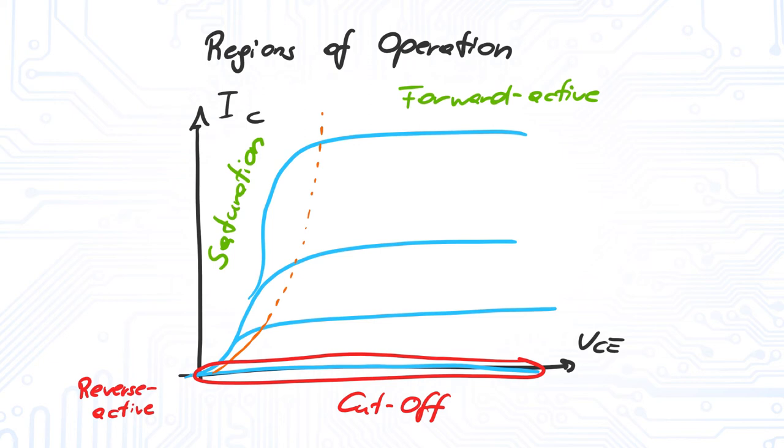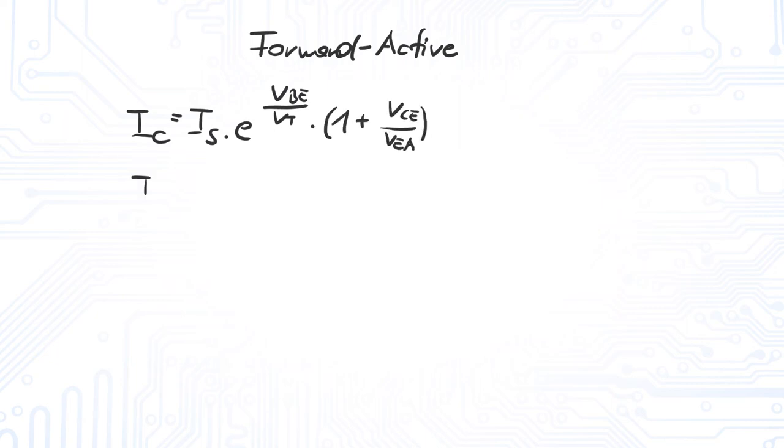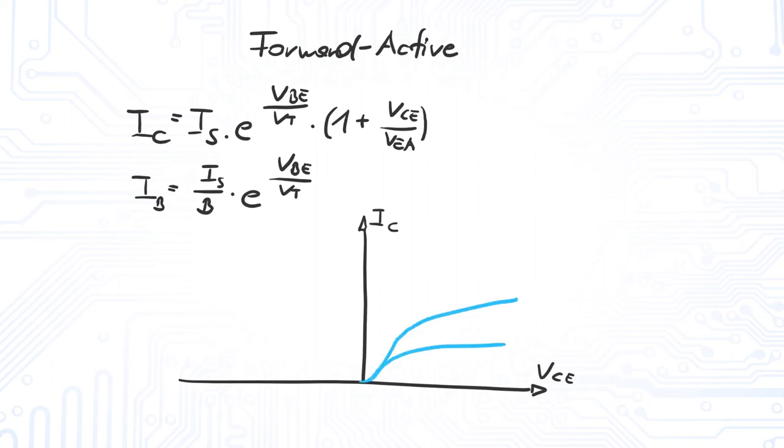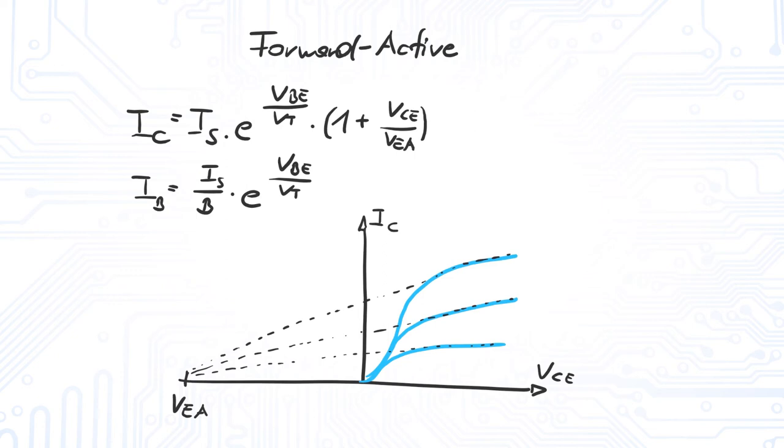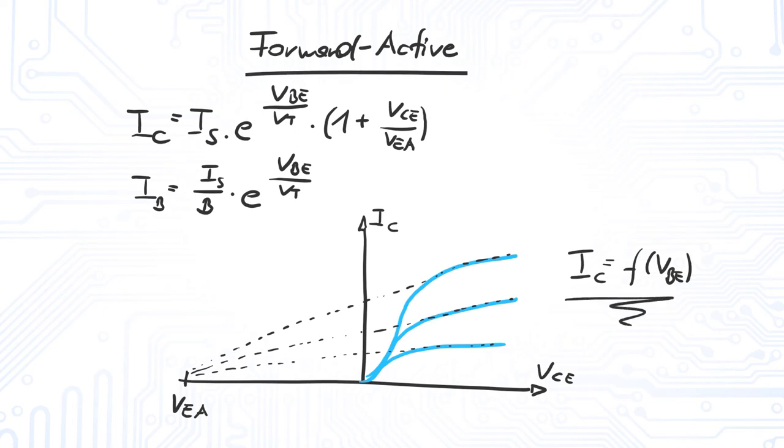As the transistor's behavior changes from one region of operation to the other, so do the formulas for different electrical quantities. In the forward active region, the transistor's operation can be described by these equations. VEA is the early voltage, which is a neat way to quantify the slope of the different lines in the forward active output characteristic. The fact that the collector current is a function of the base emitter voltage makes forward active the main region of operation for analog circuits.